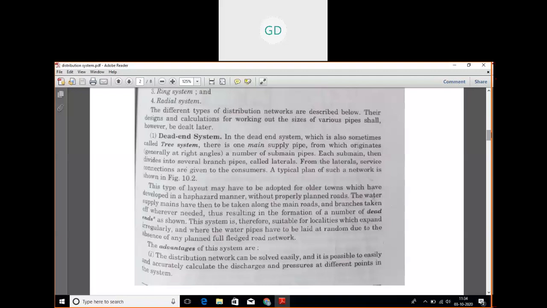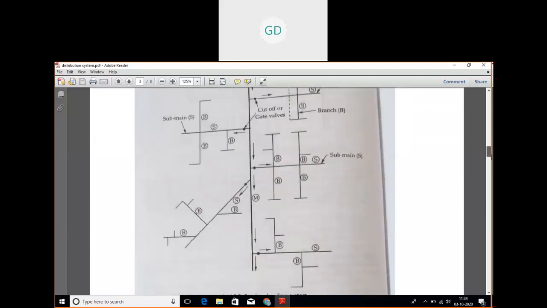So here, every layout has certain advantages and disadvantages. Each layout has a certain advantage and disadvantage. So let us see the advantages of a dead end system. But before that, let me show you the diagram of a dead end system.